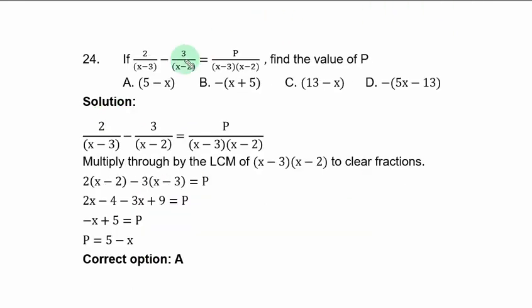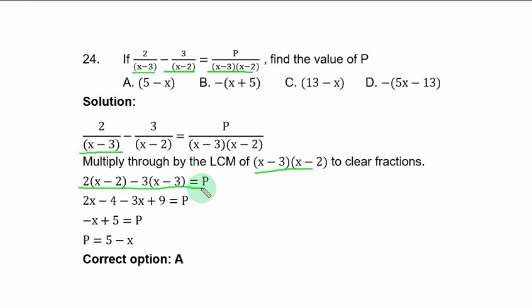Question 24. If 2 over S minus 3 minus 3 over S minus 2 is equal to P over S minus 3 times S minus 2, find the value of P. So this is a given equation. If you check the denominator properly, the LCM is S minus 3 times S minus 2. So you multiply each term by the LCM to clear fractions. So you have it in this form.